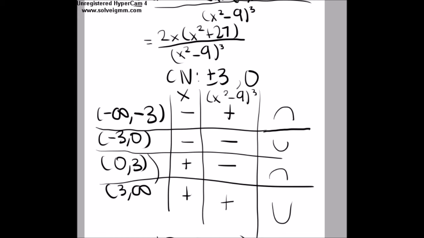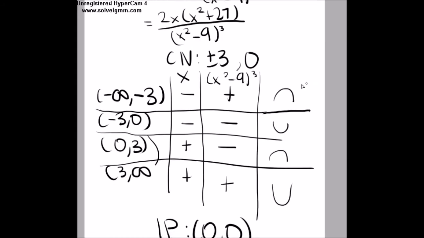So then we make the chart again, and we test the intervals, and we get that on negative infinity to negative 3, it is negative, so concave down. And then negative 3 to 0 ends up being positive, which means it's concave up. 0 to 3 is concave down because it's negative. And then 3 to infinity is positive, so concave up.